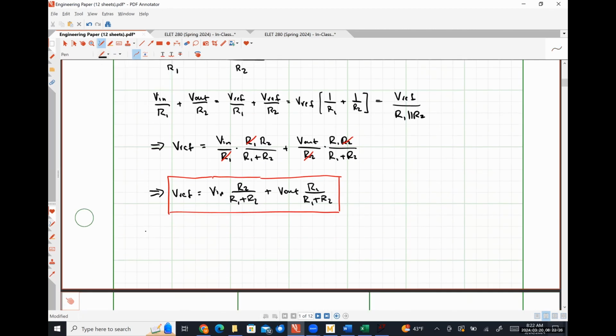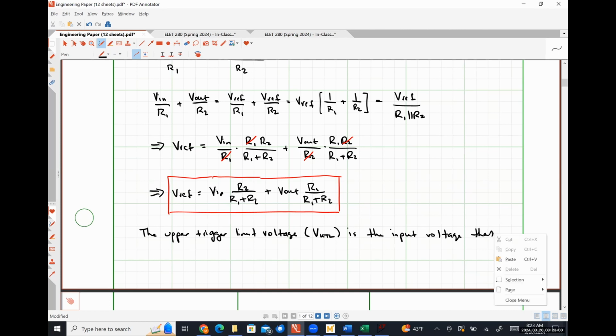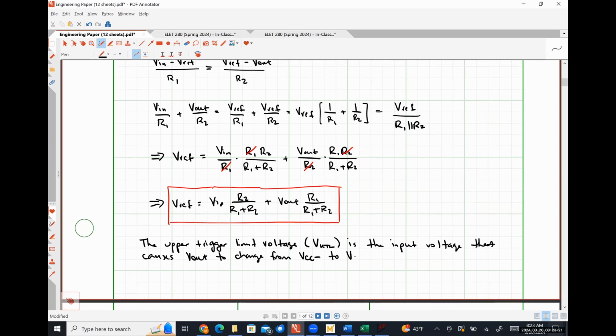So the upper trigger limit voltage, which we're going to call VUTL, is the input voltage that causes V out to change from VCC minus, a low state, to VCC plus, a high state. Okay.